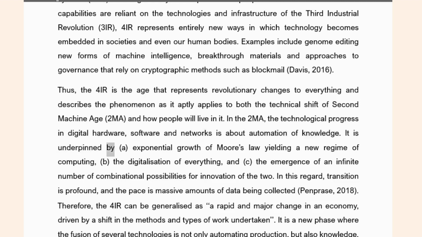In the 2MA, the technological progress in digital hardware, software and networks is about automation of knowledge. It is underpinned by: a. the exponential growth of Moore's law yielding a new regime of computing, b. the digitalization of everything, and c. the emergence of an infinite number of combinational possibilities for innovation of the two. In this regard, the transition is profound, and the pace is massive, with amounts of data being collected. (Penprace, 2018).